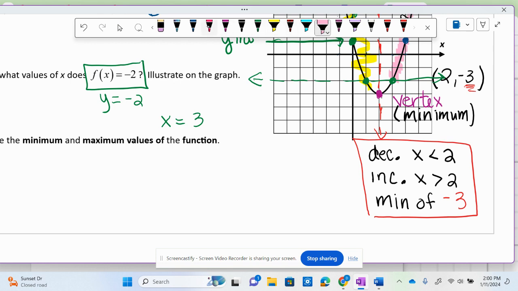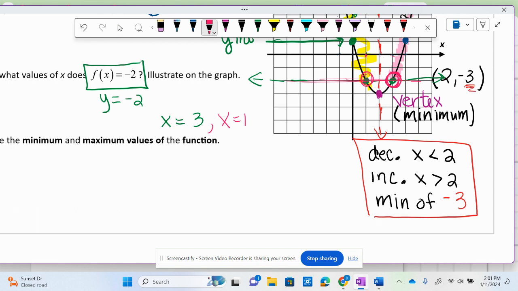Right here. This is all y equals -2. This whole line right here. Do you guys see that? Y equals -2 when x is positive 3, and when x is positive 1. Do you see that? When x equals 1, you get an output of -2, and when x equals 3, you get an output of -2. That's what that's asking you.